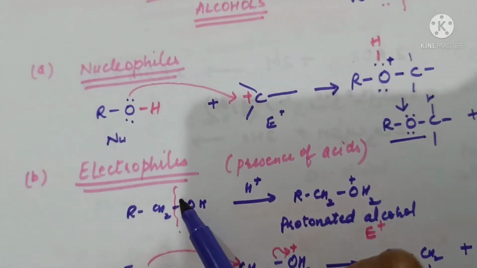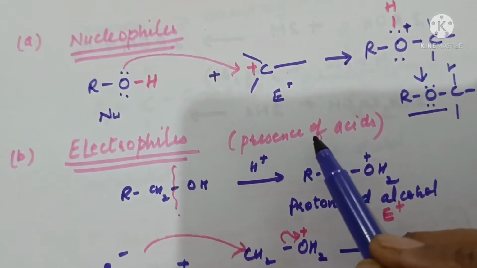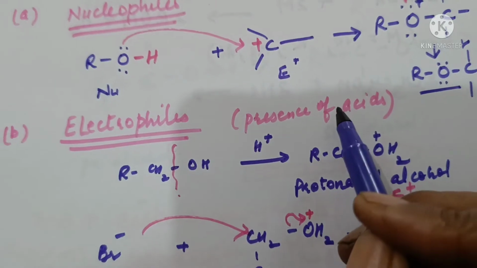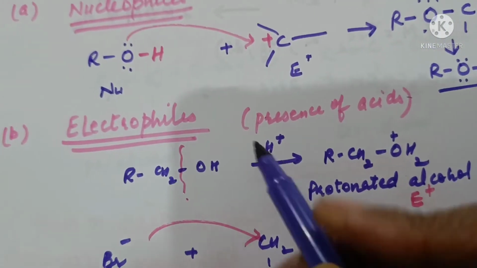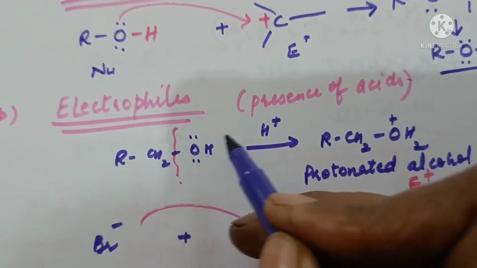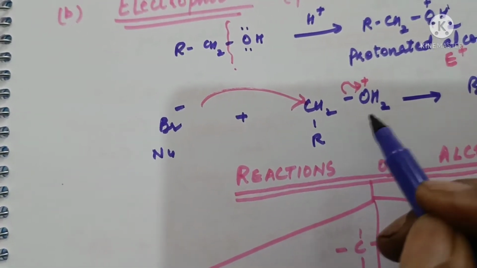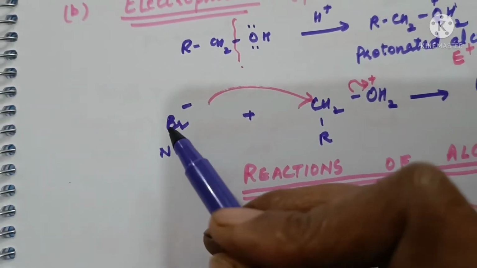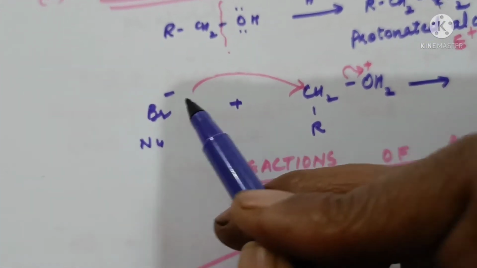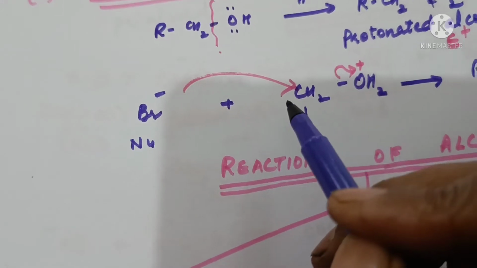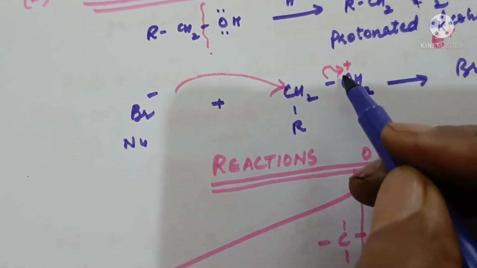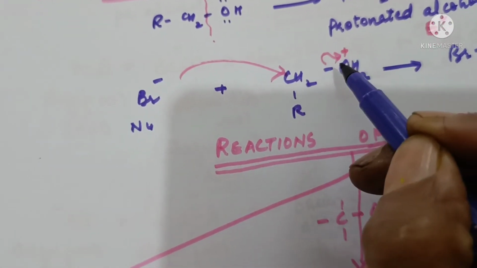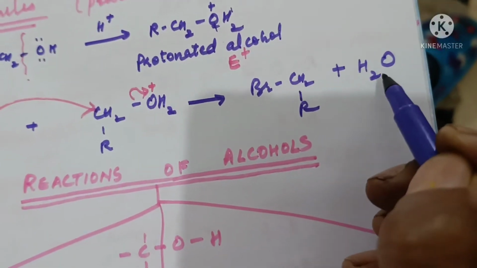Alcohols will act as electrophiles when the reaction occurs in the presence of acids. So in the presence of acids, the proton given by the acid will react with the lone pair of electrons. Protonated alcohol acts as an electrophile and reacts with nucleophiles such as bromide ions. Now, electrons from the bromide ion move towards the carbon atom, when this protonated OH2 part with a positive charge will take the electrons and move away as water.